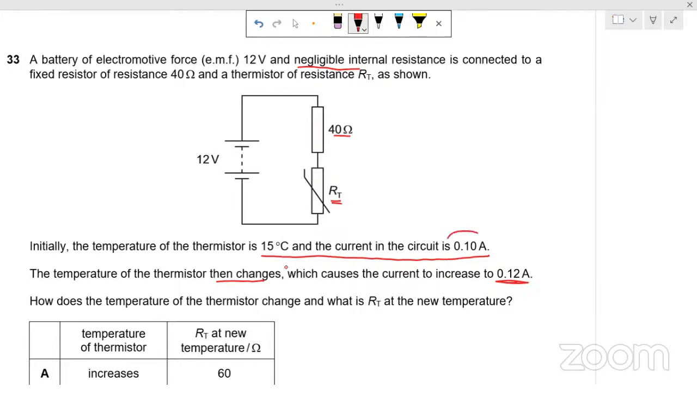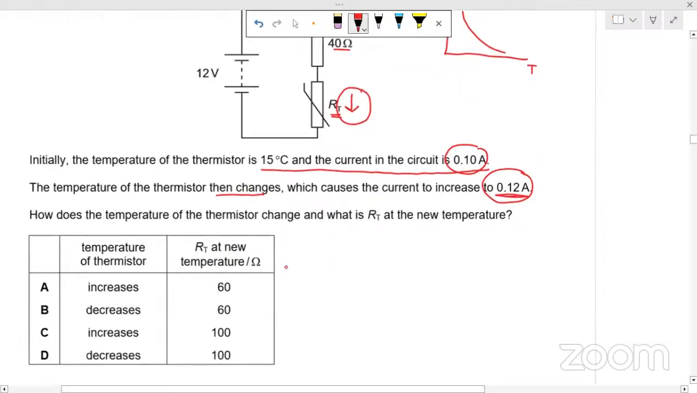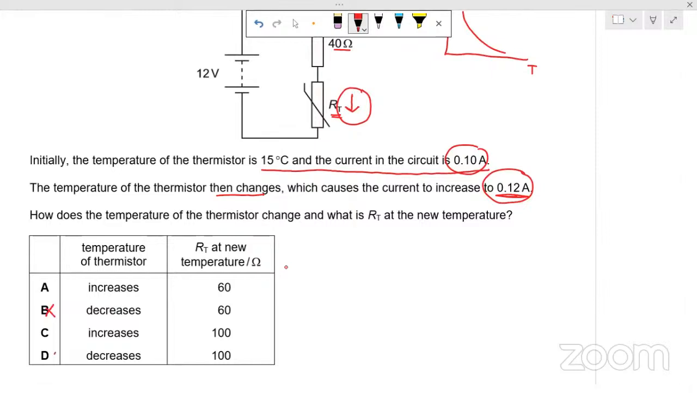So you should compare these two currents. If the current is increased, that shows this resistance should be decreased. And if the resistance is decreased, then temperature and resistance of the thermistor are related by this graph. If the temperature is increased, its resistance should decrease. And as the current has increased, its resistance should decrease. That means the temperature of the thermistor should be increased. So these two are not possible.